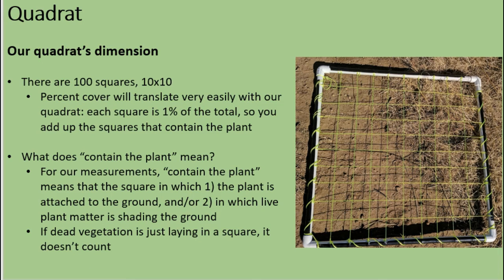So an example of a decision point is the question, what does contain the plant mean? Okay, so you've been instructed to count up the number of squares that contain the plant. For our measurements, contain the plant means that the square is one in which the plant is attached to the ground and/or in which live plant matter is shading the ground. If dead vegetation is just laying in a square, it doesn't count.